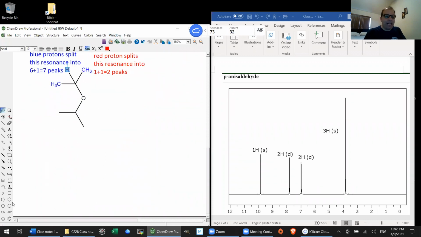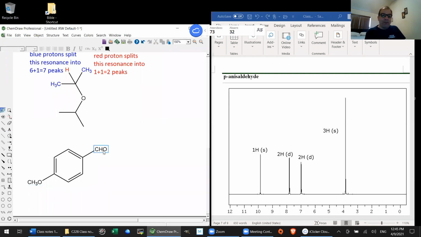So p-anisaldehyde, that is benzaldehyde with a methoxy group in the para position, and an aldehyde functional group over here. So C double bond O H. So that's p-anisaldehyde. So let's see, how many types of hydrogen do we have?